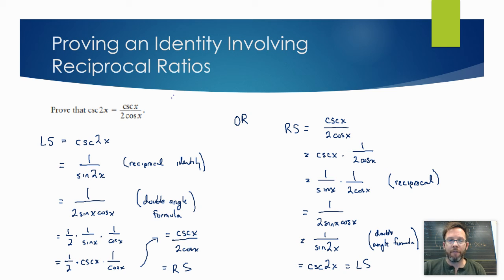Whichever way you feel, if you see a strategy, then just carry it out. And some people might prefer to work with the left in a question like this, and some people might prefer working with the right. But either way, we've shown left side and right side are equal. Pretty cool. All right, let's do another one.